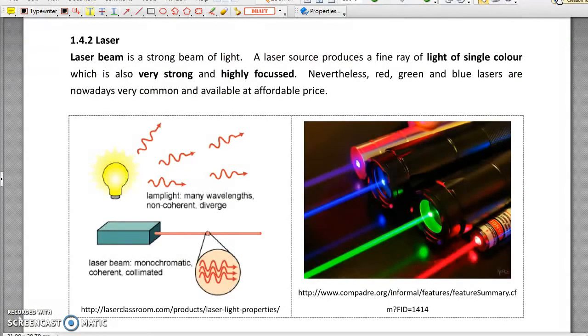1.4.2 Laser. A laser beam is also a light beam, but it is very strong and hence usually very powerful. A laser beam usually has a single color of light only. It turns out that a laser is always very strong and highly focused. So a laser can travel a long distance before it becomes weak and invisible.